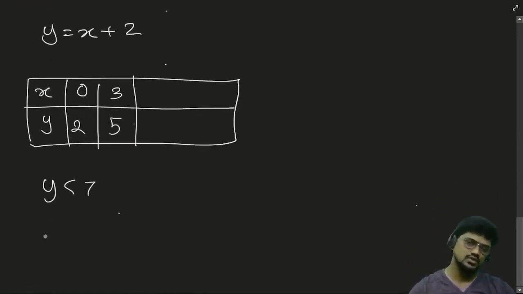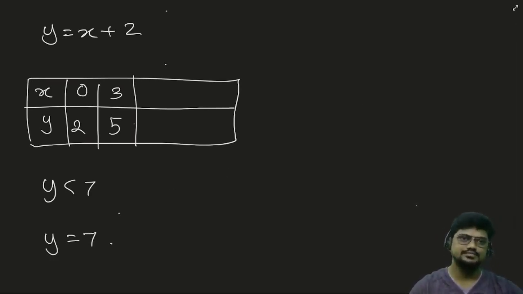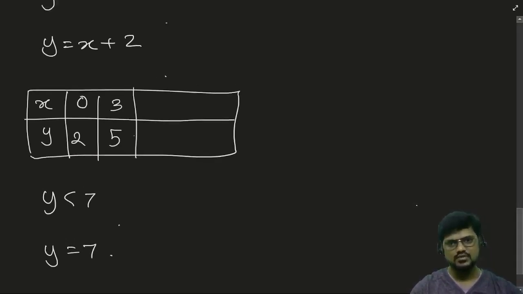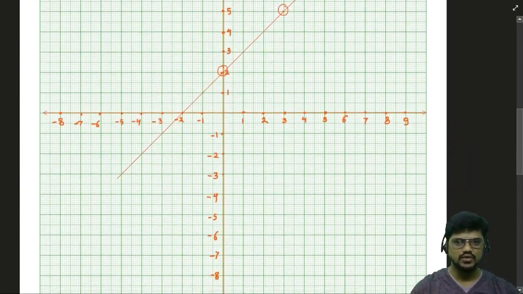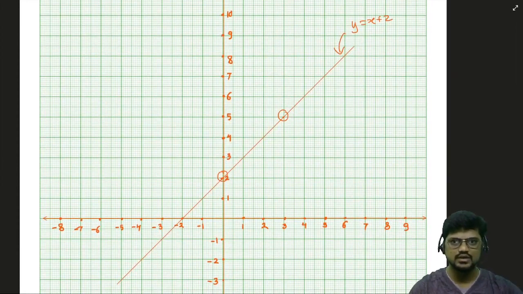You have to convert it into equality, that is y equals 7. So y equals 7 will be parallel to which axis? X-axis. Exactly, it will be parallel to the x-axis. So y equals 7 will be somewhere over here. If I draw this line, it will be somewhere over here.